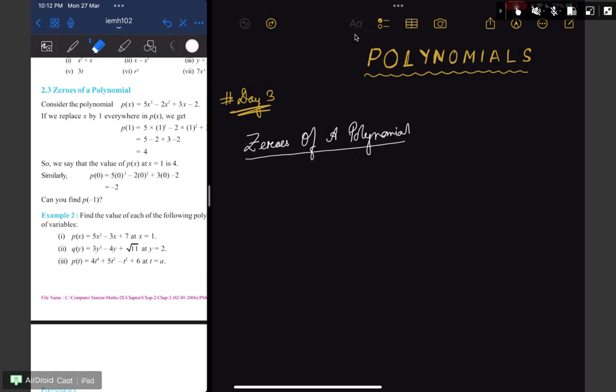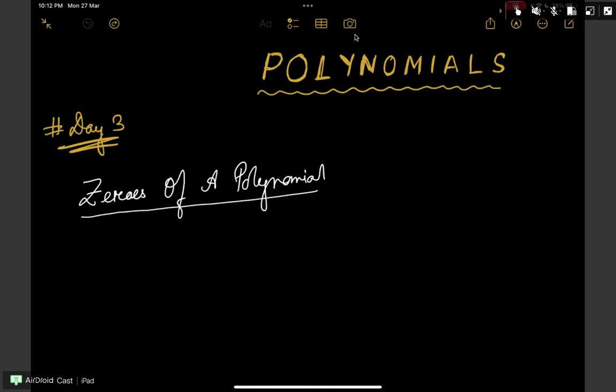This is part 3 of this particular chapter, and in this part we are going to discuss the concept of zeros of a polynomial. But before going directly to that concept, let me discuss another concept, and gradually we'll go to the concept of zeros of a polynomial. So let's try to understand that concept.